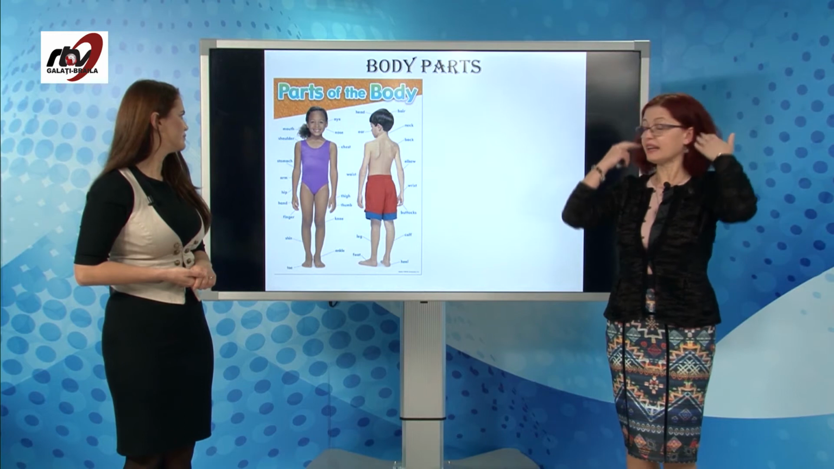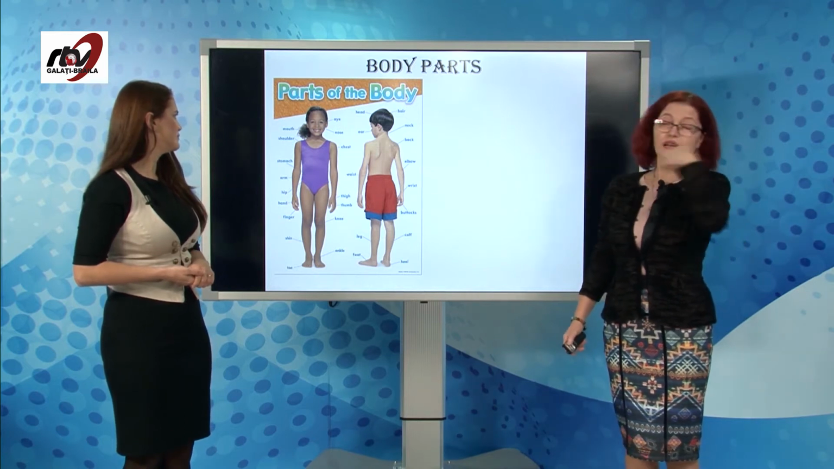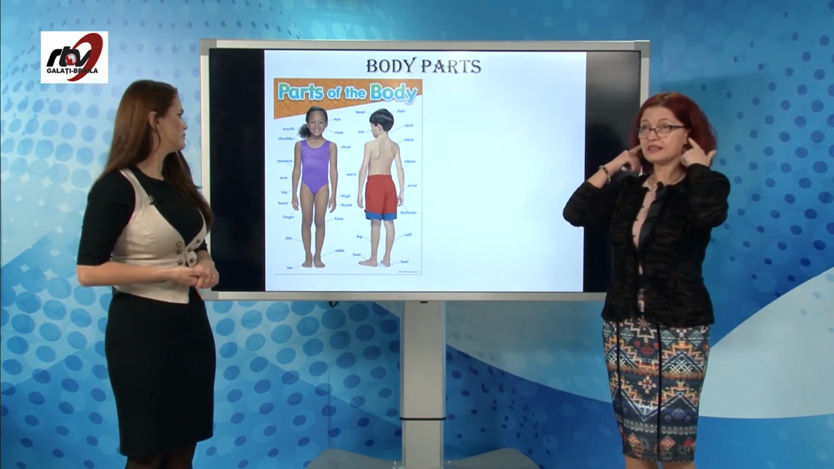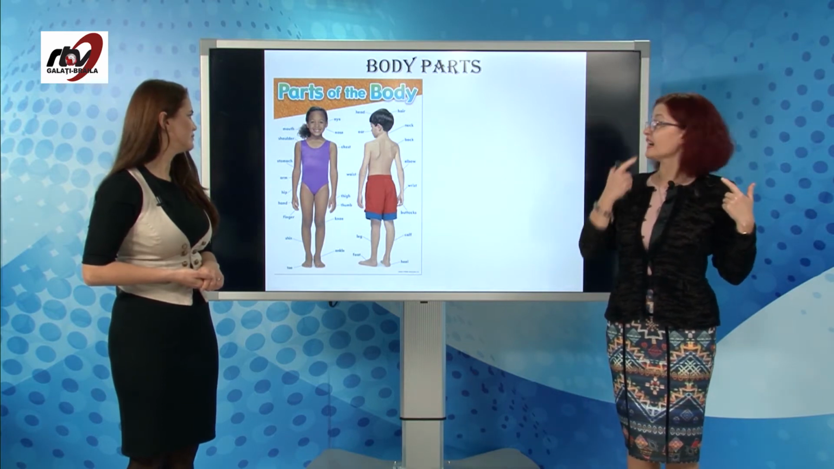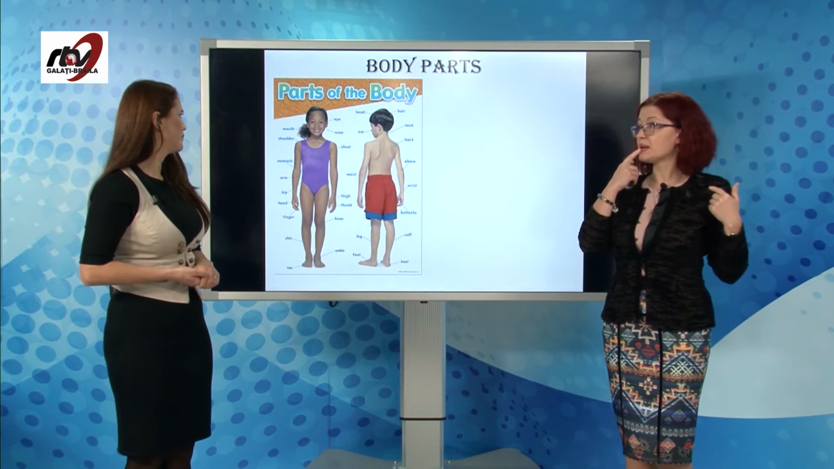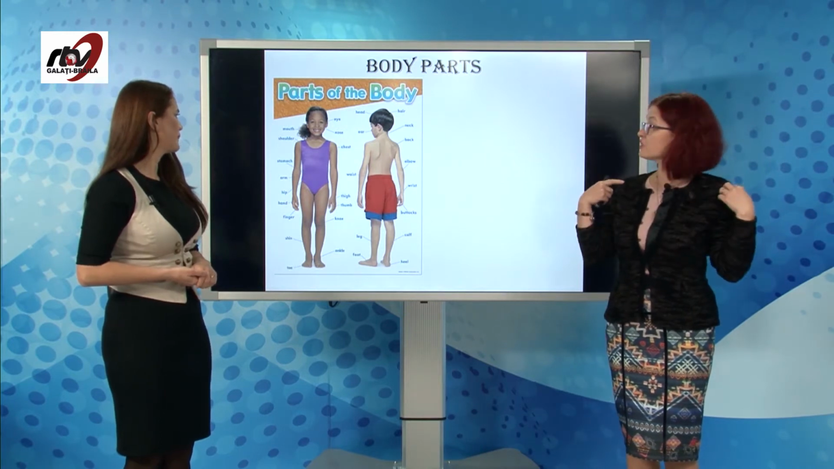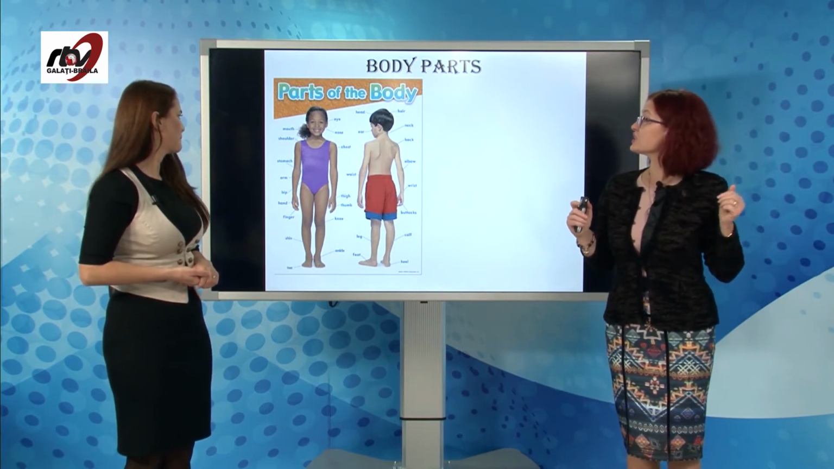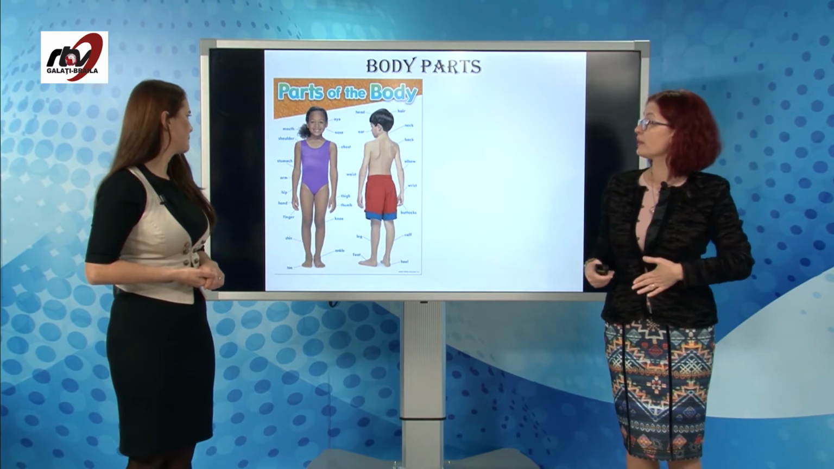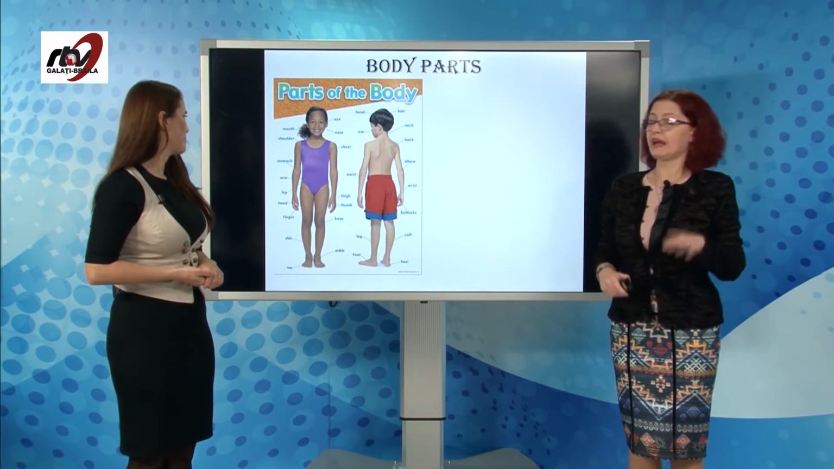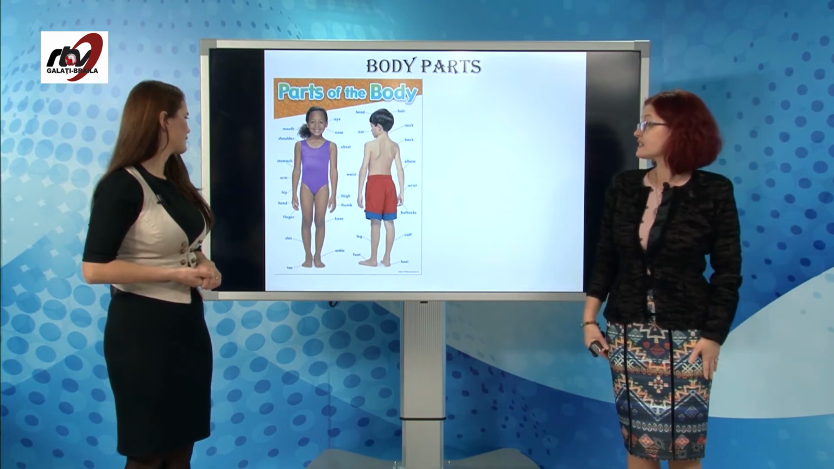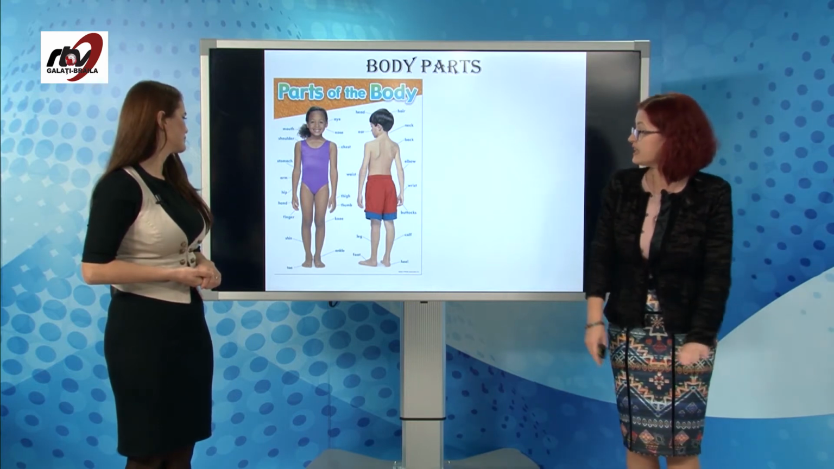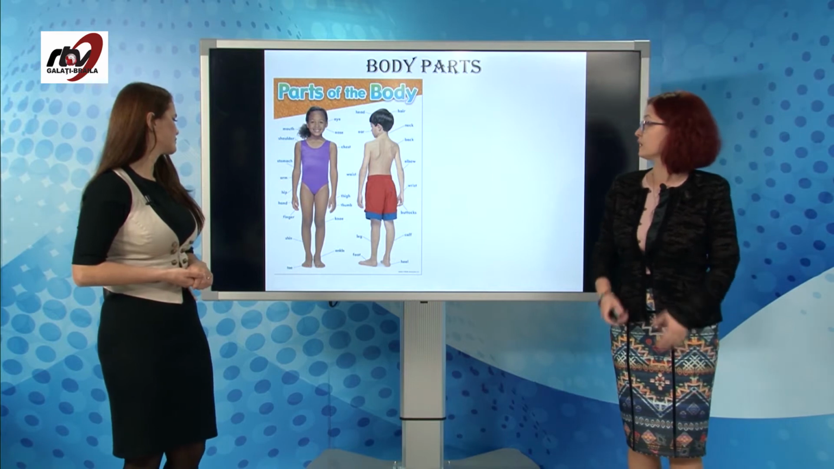Let's see, we have a head, and in the part of the head, we have the eyes, the ears, the nose, the mouth, the teeth inside the mouth, the tongue, the lips. Then we have the neck, the shoulders, the chest here, the stomach, arms and fingers, hands, hips, legs. We also have knees, feet and toes.